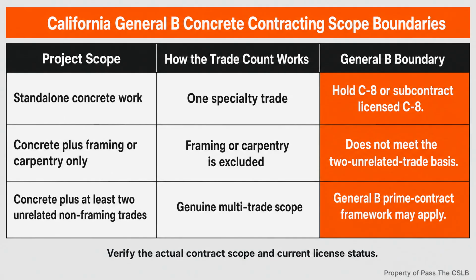Now let's get into it. The most important boundary in specialty concrete work is simple. The general B contractor is the coordinator of the operation, not automatically the specialist who may take or perform every isolated concrete scope. I want you to separate three questions that are easy to blur together.